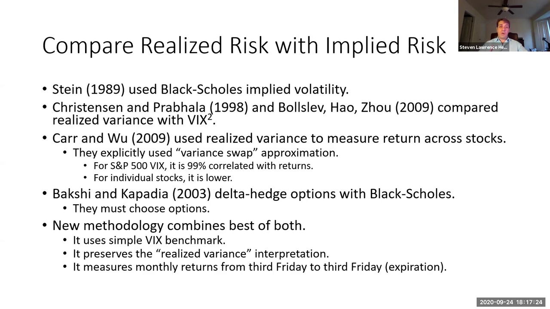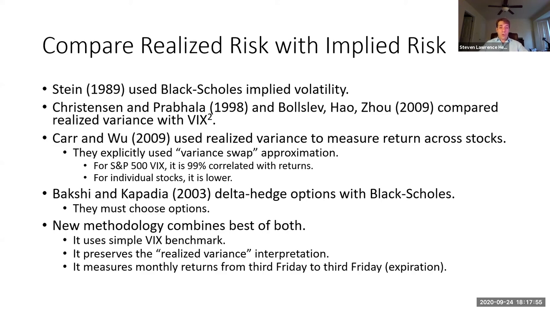So then Christensen and Prabhala and Bollerslev, Hou, and Zhou used the VIX or the squared VIX to predict realized variance on the market. And that's just like this variance swap approximation. And it's inspired by the idea that if there's no risk premium, then the VIX variance should equal the expectation of the realized variance. Okay, that's fine, but it's still not a return.